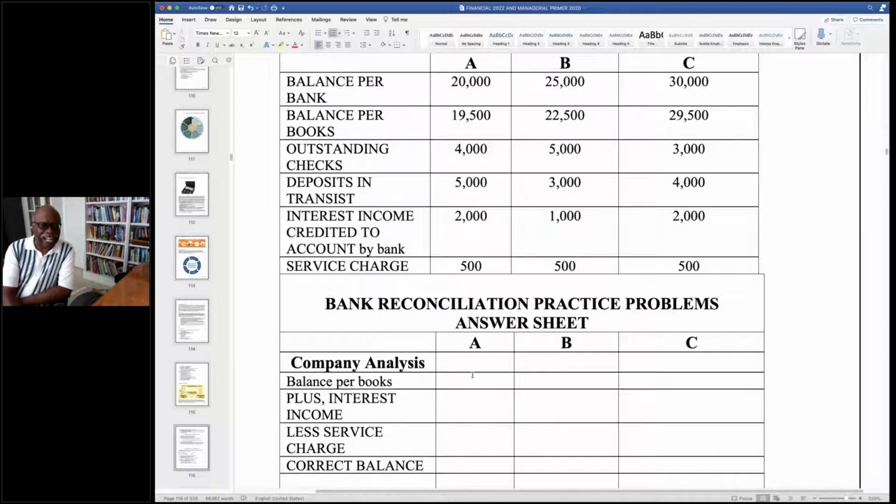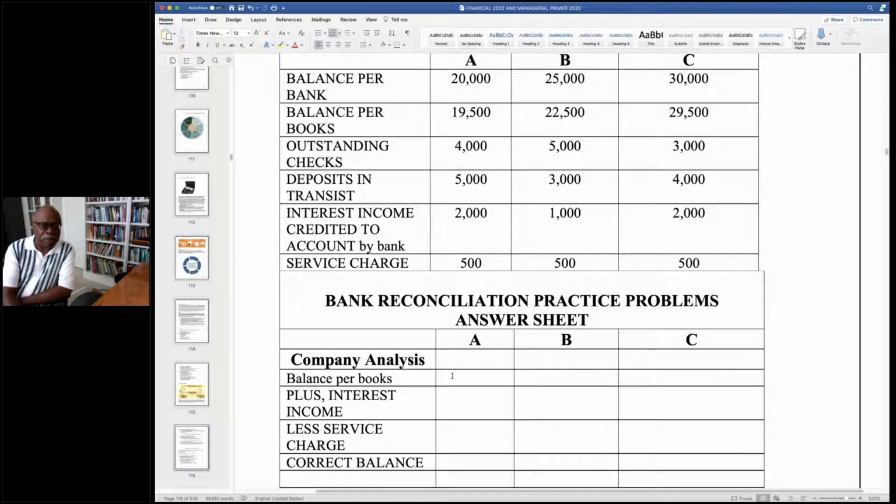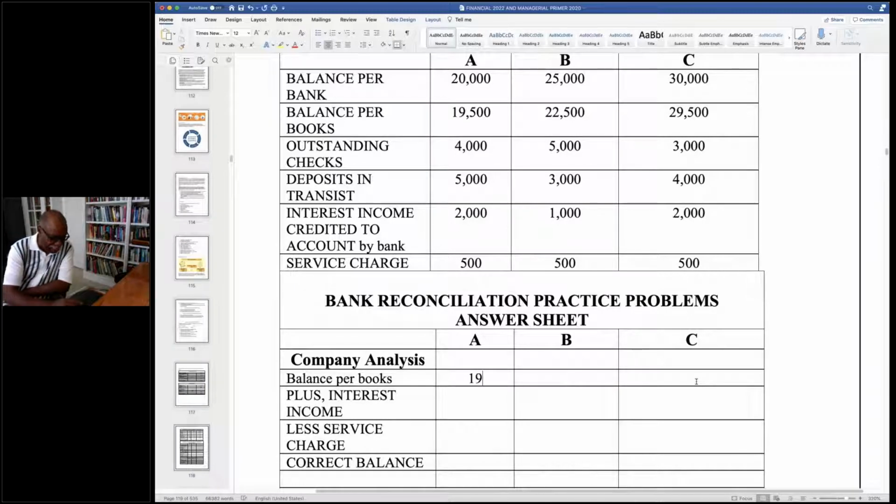All right. The balance per books, how much do we have? 19,500. And 500, plus interest income credited to us by the bank. How much is that? So don't you add 2,000? Add 2,000. Less the service charge, what is that? Don't you have to take away $500? Correct. So that's 21,000.